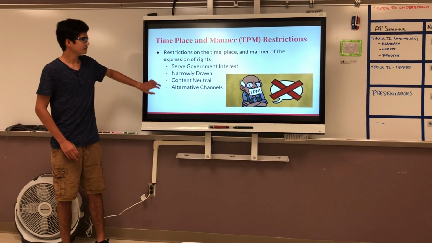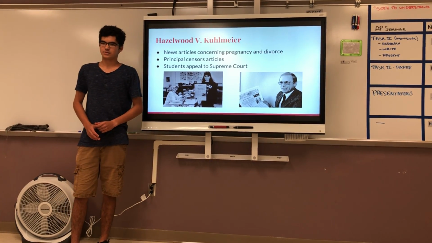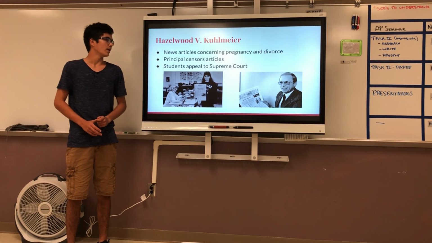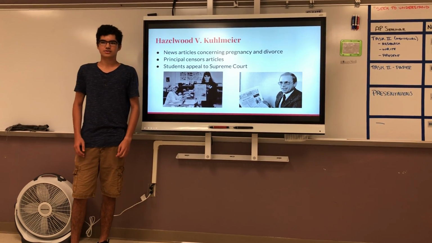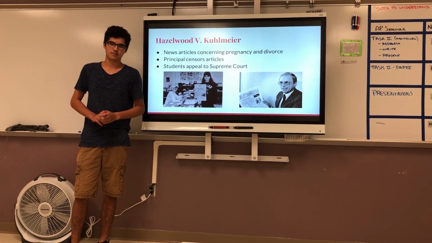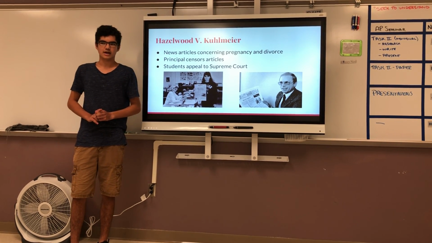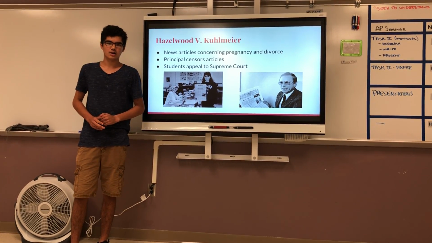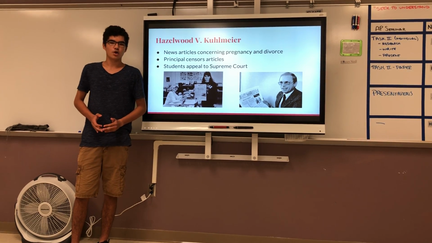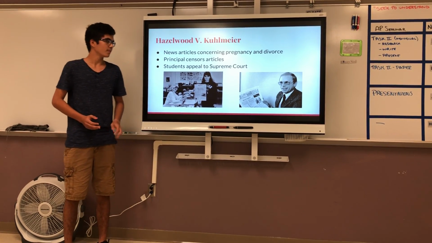The U.S. justice system has used these TPM restrictions in order to interpret the First Amendment in U.S. public schools. One such example of this was in the court case Hazelwood v. Kuhlmeier. In 1983, students published 2 articles concerning teenage pregnancy and divorce. Upon inspection, the principal decided that the 2 articles were not suitable for the school environment and promptly censored both articles. This censorship of the freedom of press was eventually brought up to the Supreme Court.